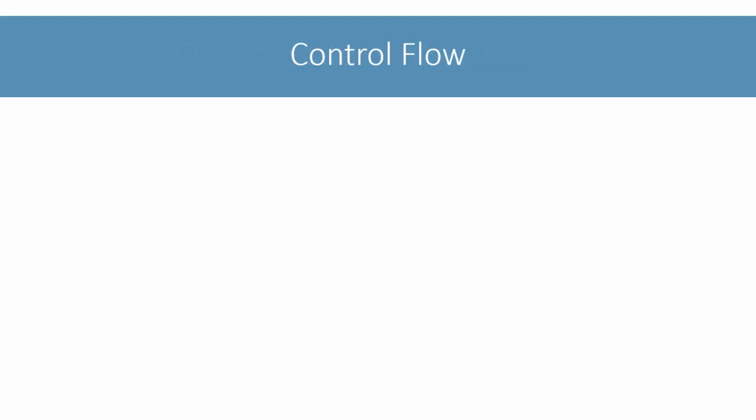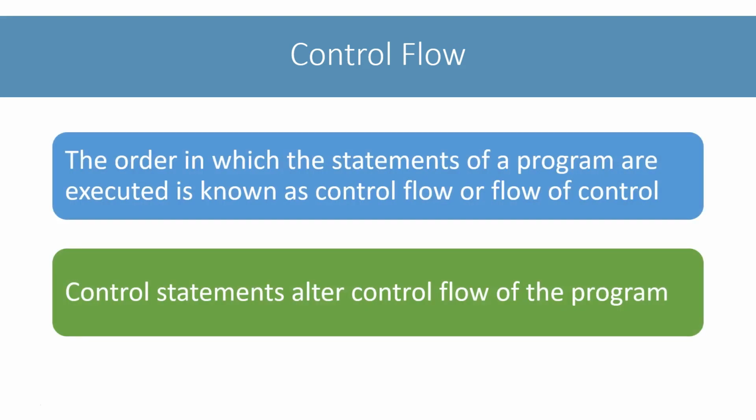In the two programs you have seen so far, you would have noticed that when the program is run, its statements are executed from top to bottom in the order in which they are written. The order in which the statements of a program are executed is known as control flow or flow of control. Most of the time you will want to alter the control flow to suit the needs of your program. You might want to skip some set of statements based on some condition while repeating some other set of statements. Programming languages provide statements to alter the control flow of the program, and these statements are known as control statements.